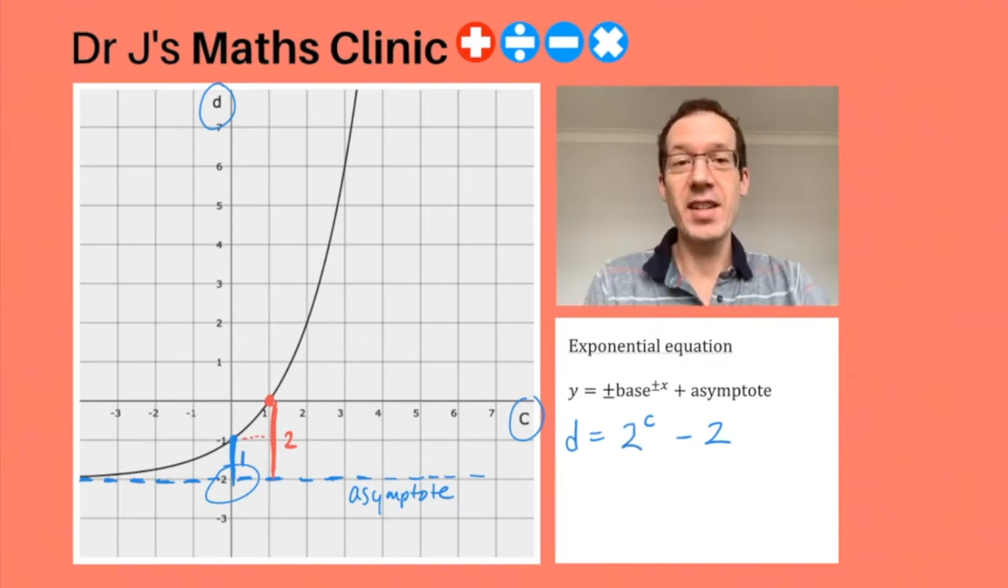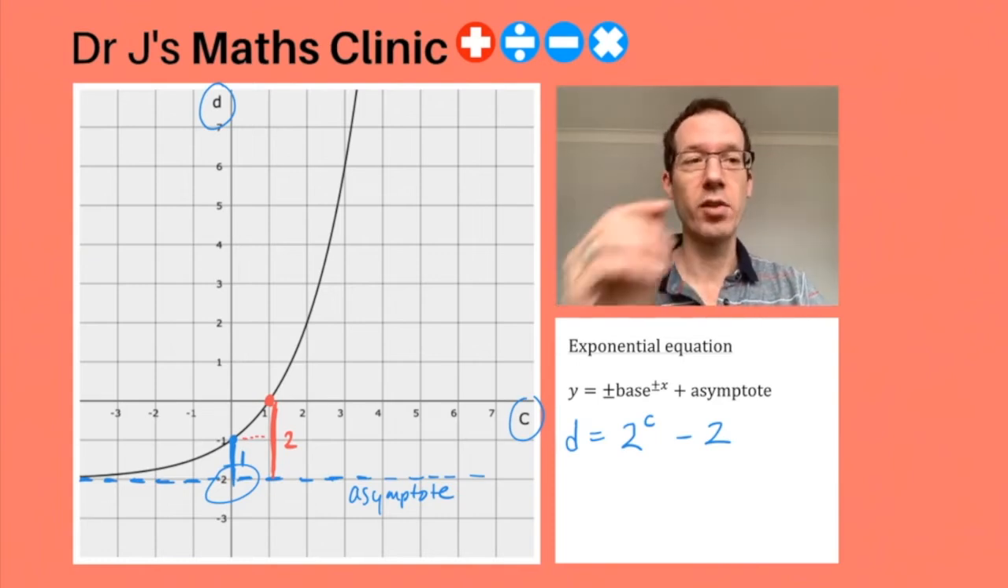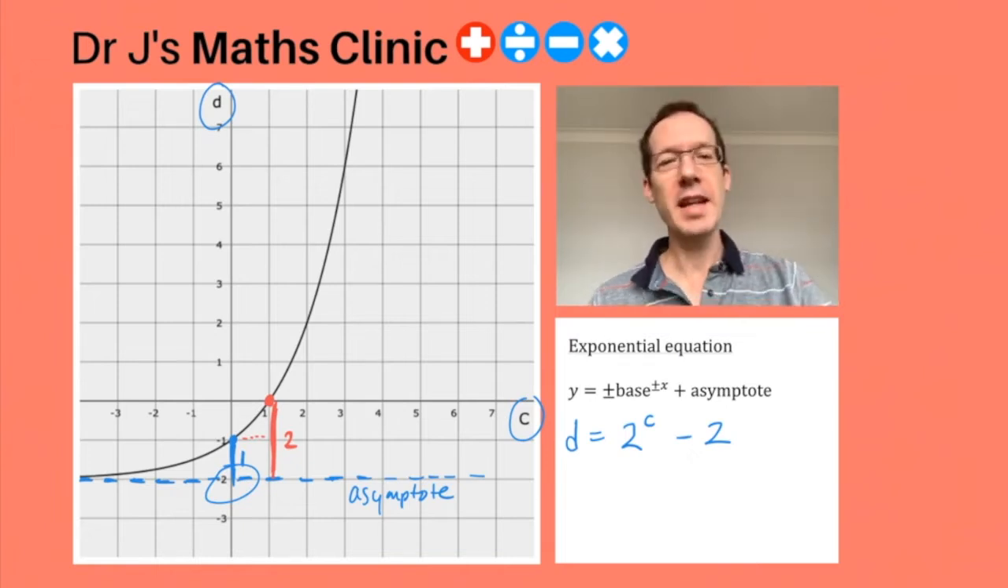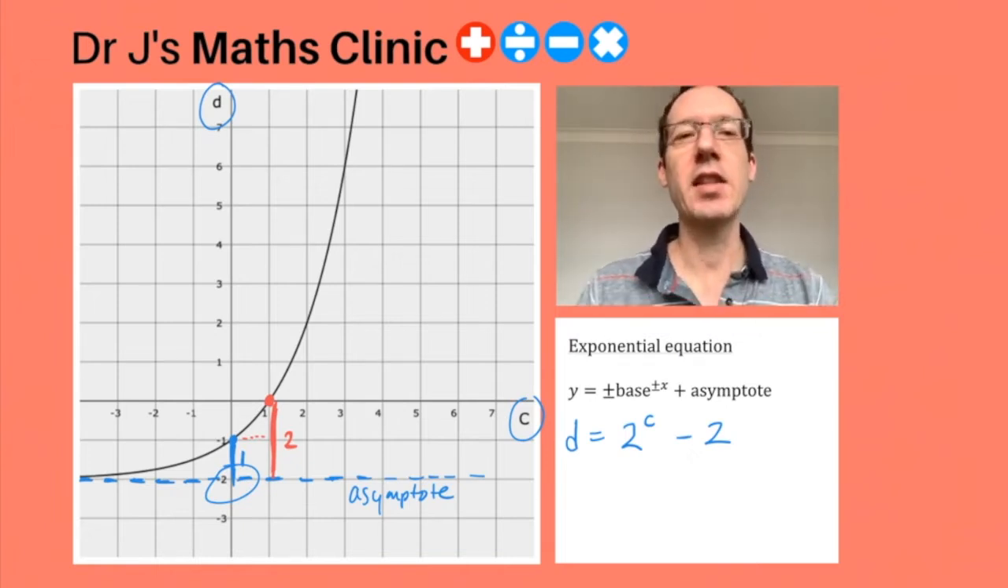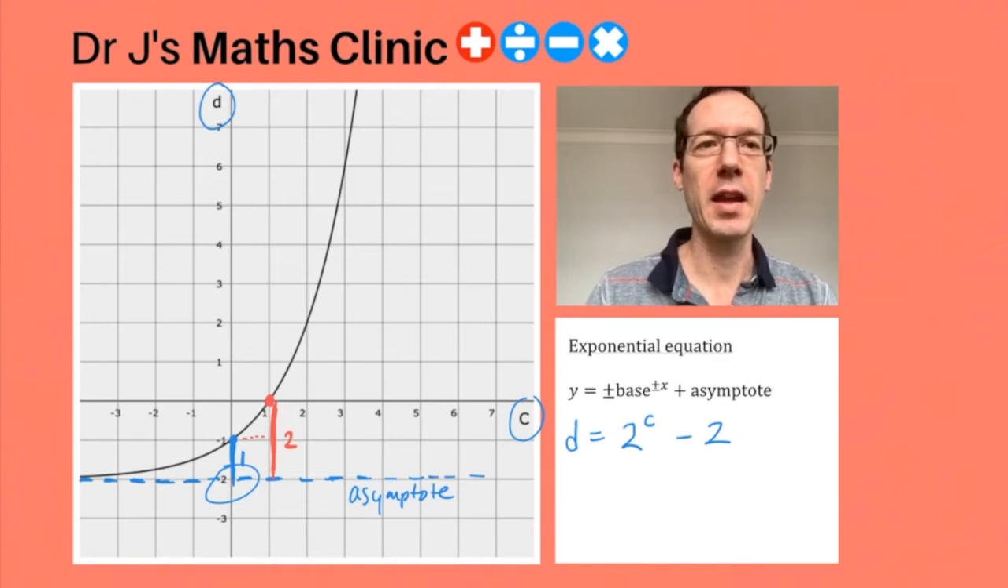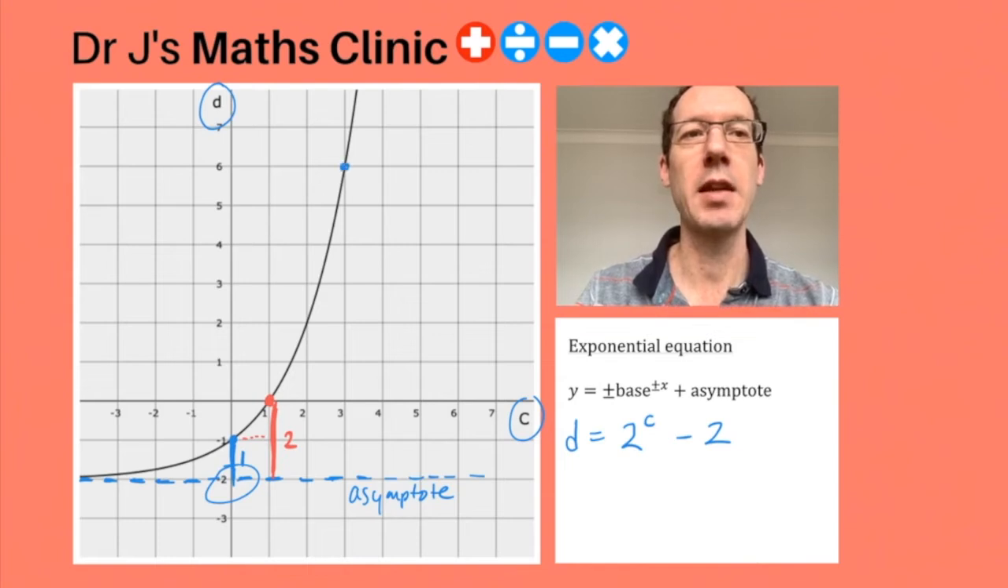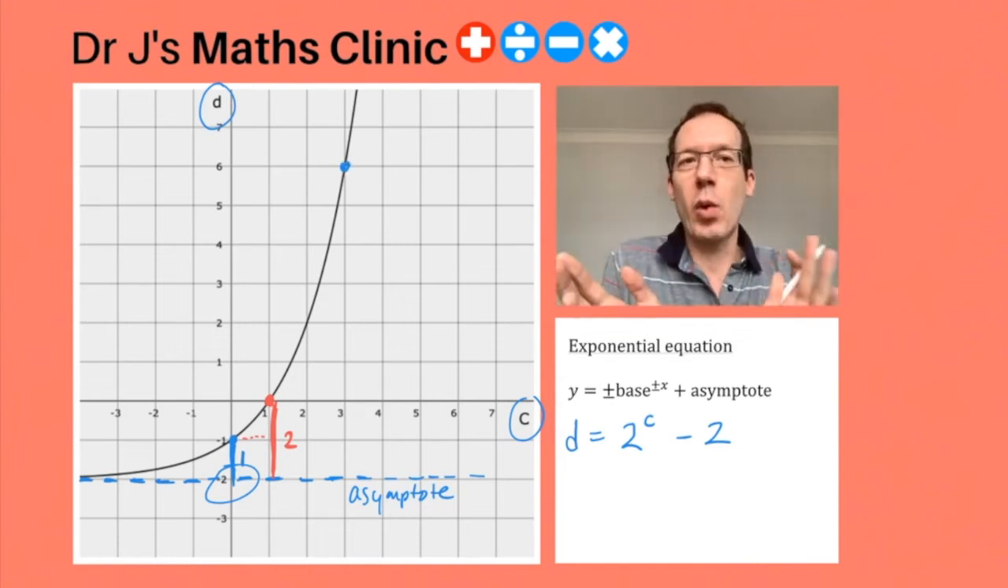And that is actually the answer. We're already done. 2 to the power of c minus 2 is my equation. It might be a good idea, however, just to check that it is the equation by trying another number. A good one to try would be, for example, this point up here. See if it works for this point. This would be just a quick check.